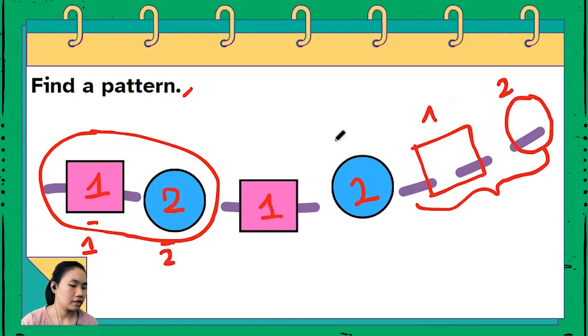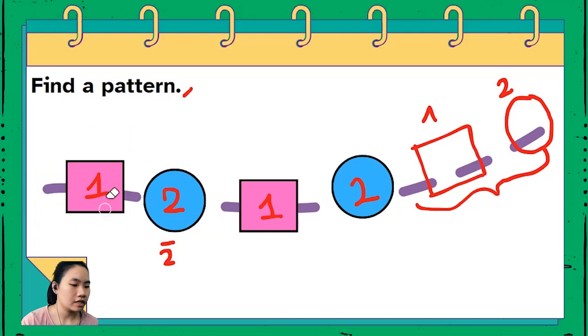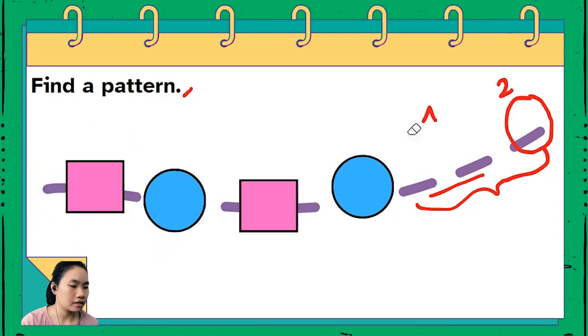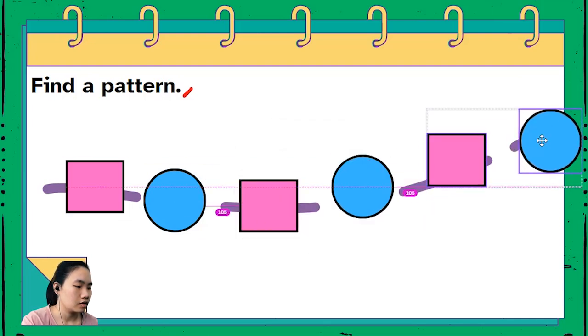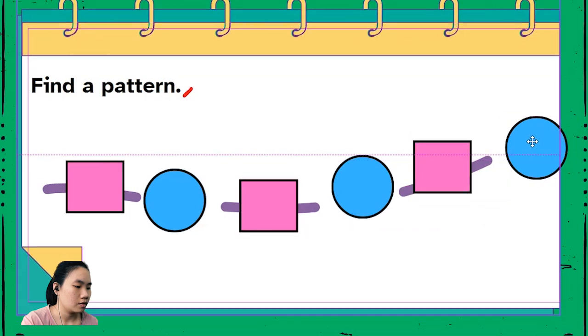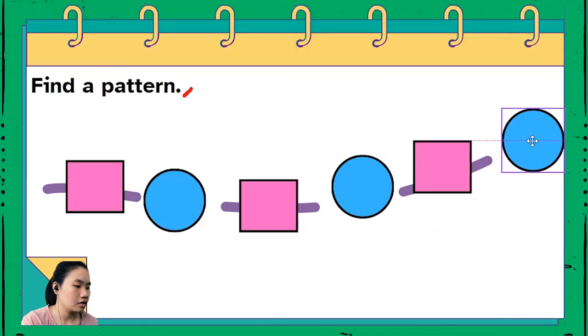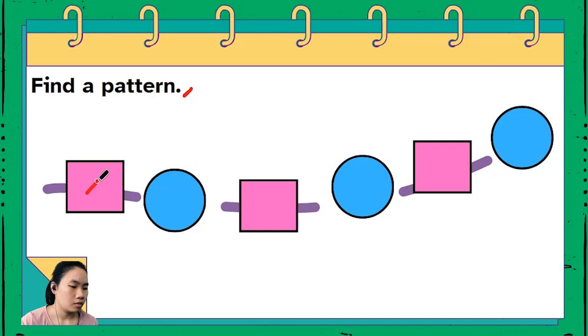1, 2. Now let me erase these and copy and paste the pattern to where it belongs. 1, 2. Oops. 1, 2, 1, 2, 1, 2.